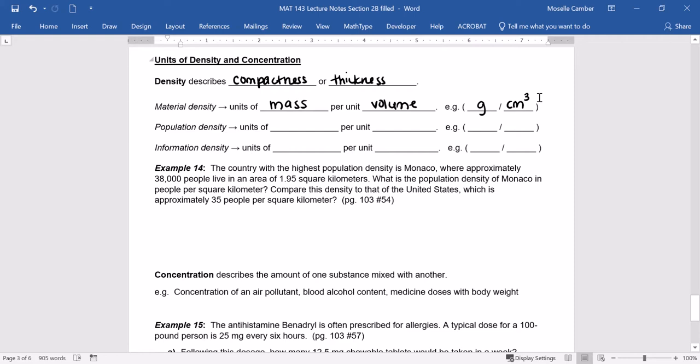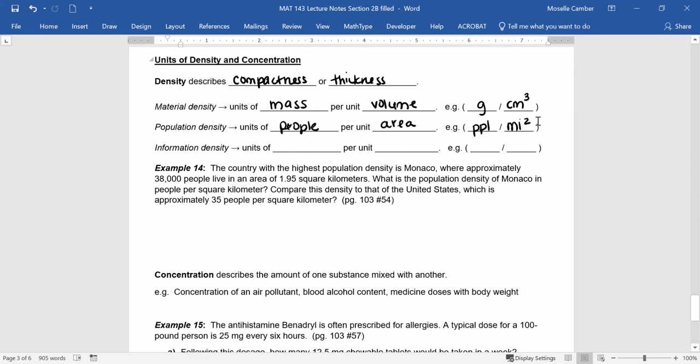For populations, we're going to say the number of people per area, for example, the number of people per square mile. So how many people are in there, how close together are they? Are they spread out, or are they more densely packed together, like in New York? New York would be a lot more dense than, say, some place in South Dakota.